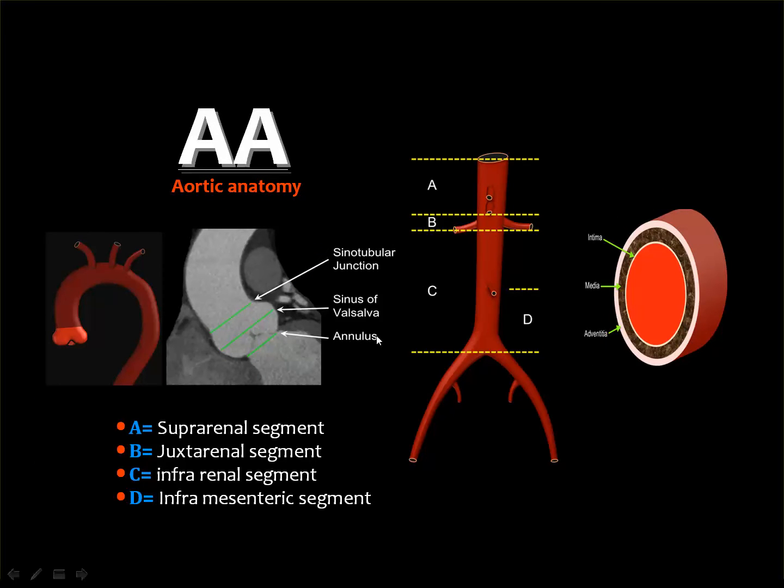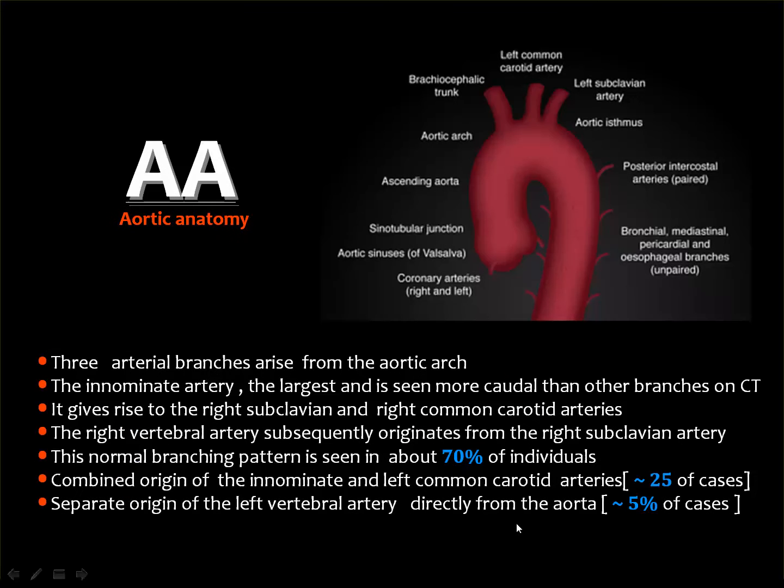The aortic root is composed of three levels: the level of the aortic annulus or the aortic valve, the level of the sinuses of Valsalva, where the coronary arteries originate, and the sinotubular junction, which is a relatively narrow constriction between the sinuses of Valsalva and the remaining part of the ascending aorta.